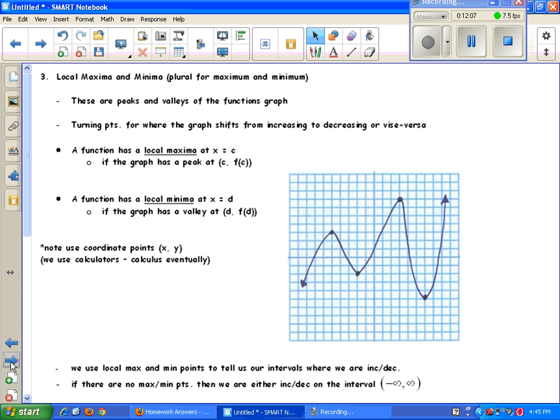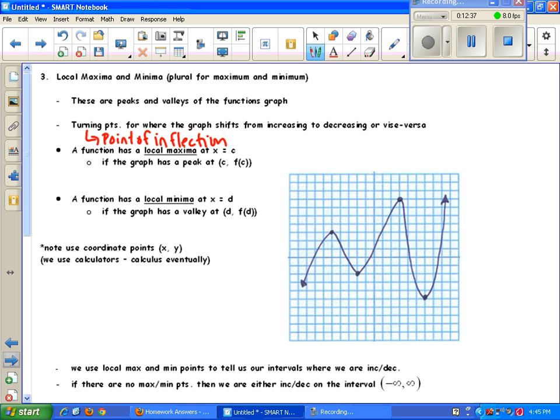So the next part we're going to talk about is local maximum and minimum points. These are the peaks and valleys of the graph that we have for the function. And they're the turning points for which the graph shifts from increasing to decreasing or vice versa. So the points of inflection are the turning points. So I'm going to write a note there. Those are the turning points.